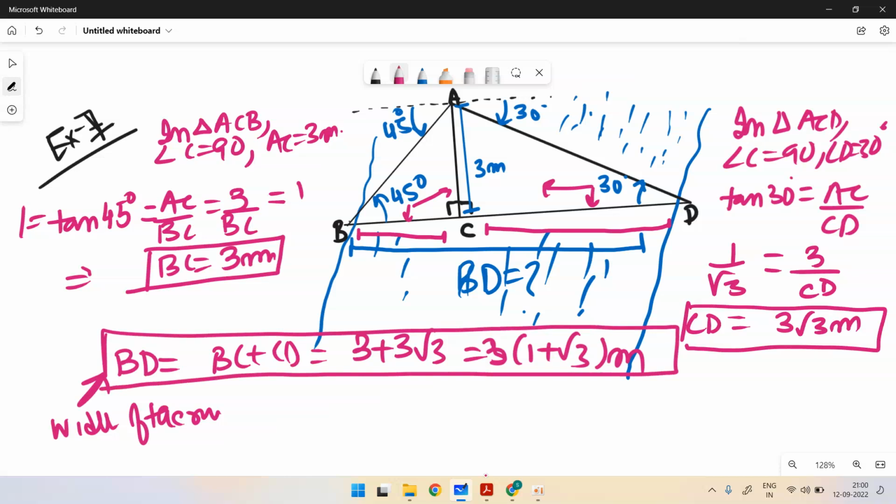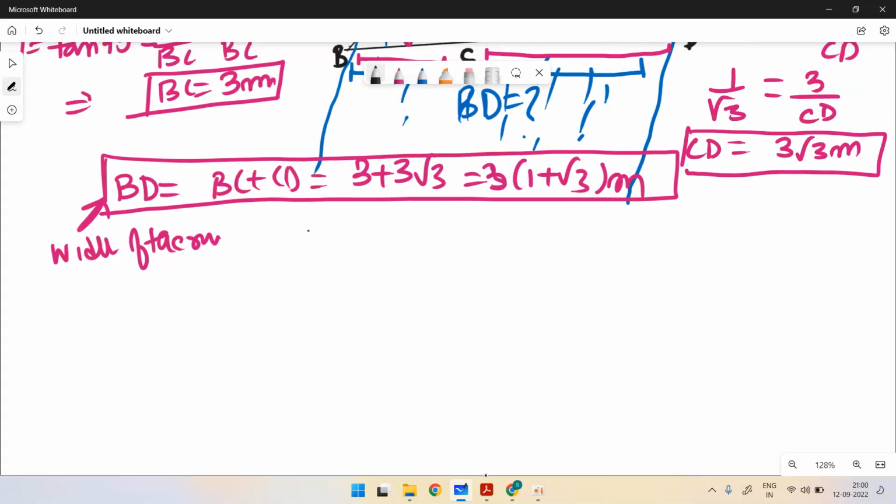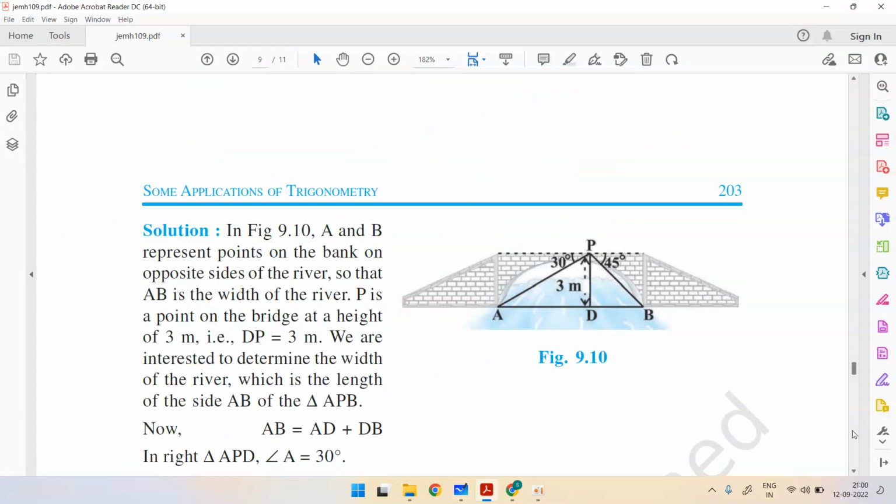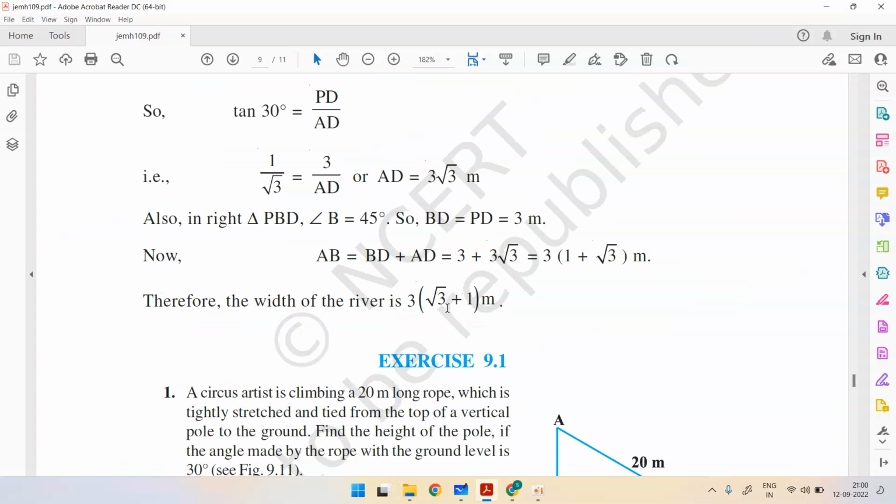Simple question, simple answer. Why? How will it become simple? When you draw the diagram. See, this is 3 into 1 plus root 3 meters.